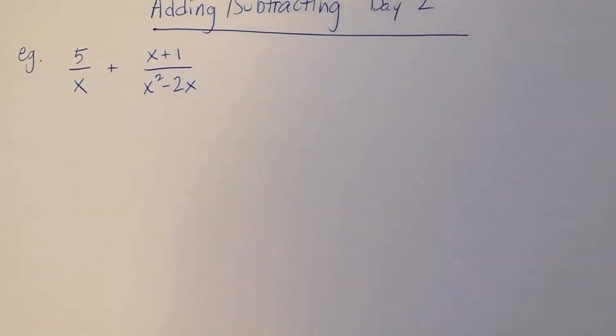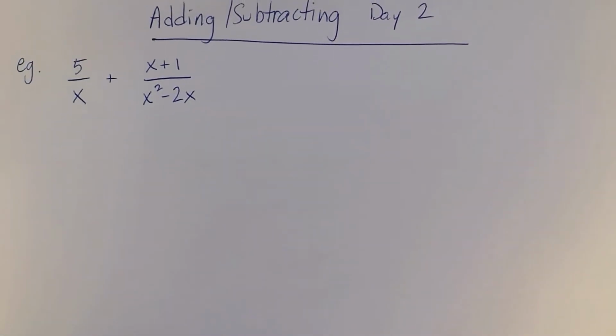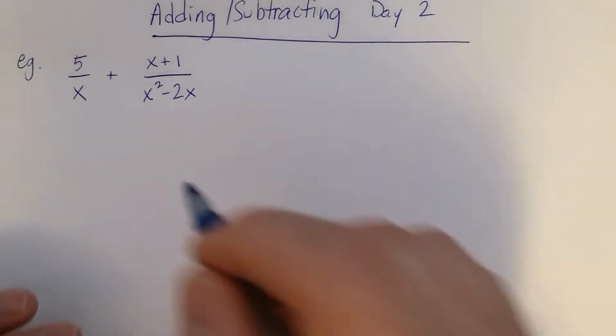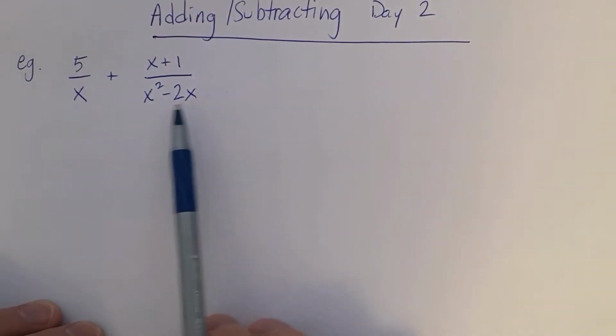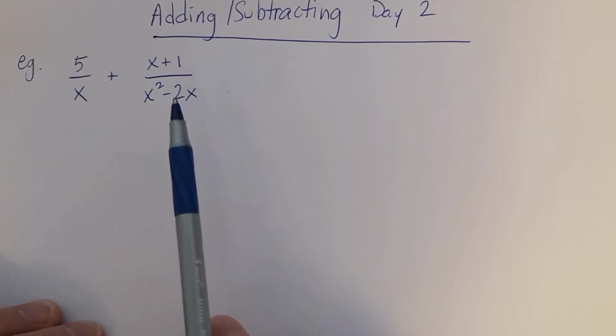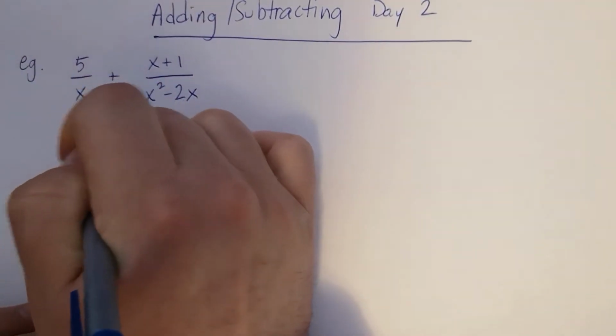Hi math class. Today we're going to continue adding and subtracting rational expressions, and I'm going to show you some examples that maybe are a little bit trickier when it comes to the common denominator. So I've set up this example. I've got 5 over x plus this kind of ugly term, x plus 1 over x squared minus 2x. The steps are going to be the same.